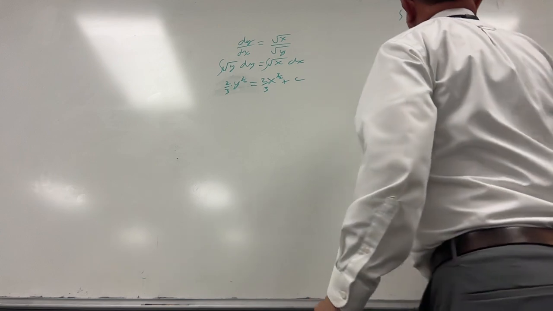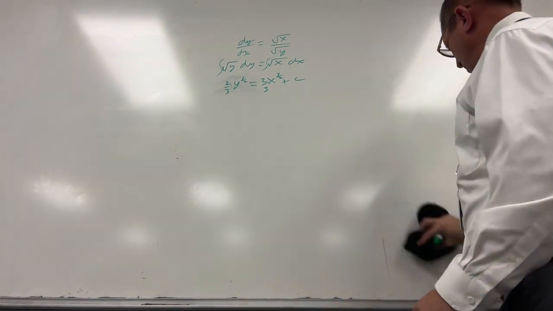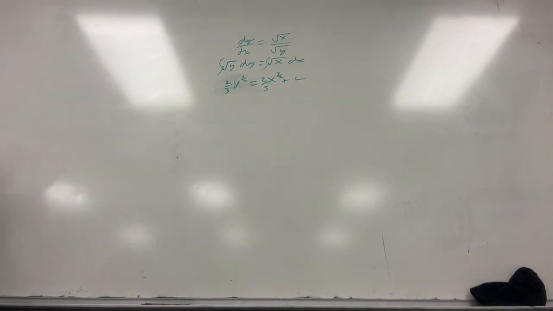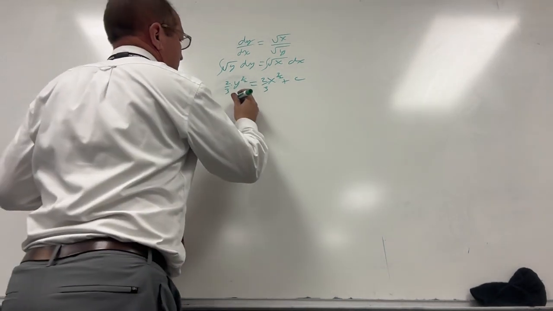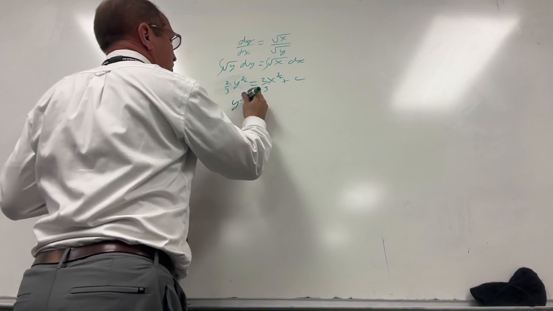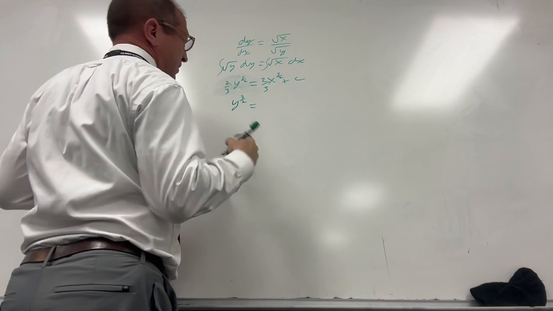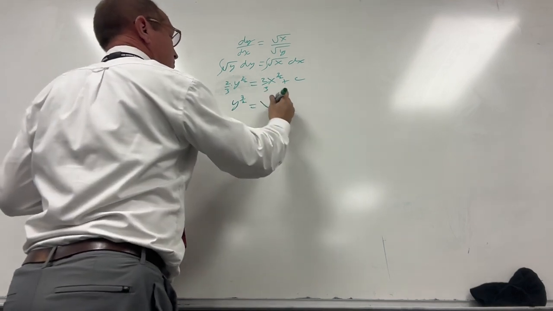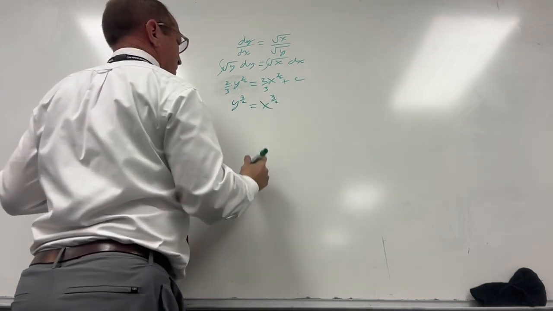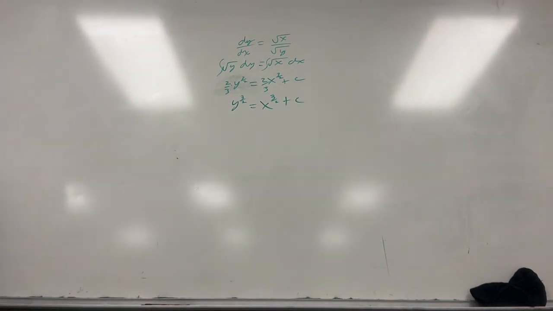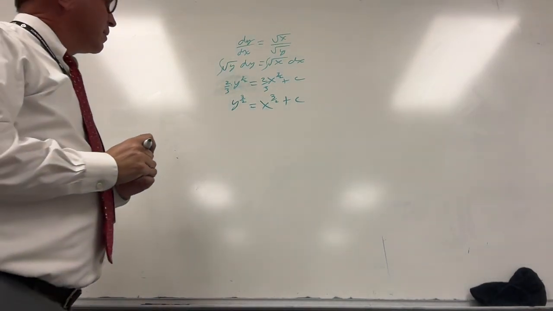Okay, now I'm trying to solve for y, right? So how do I solve for y? Well, let me multiply both sides by 3/2. So y to the 3/2 equals, all right, what's 3/2 times 2/3 x to the 3/2? x to the 3/2. And what's 3/2 times a constant? So are we still okay here?